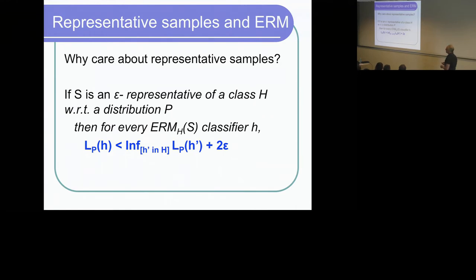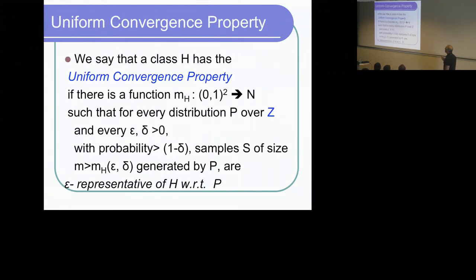Okay, so now we are coming to the question of how likely we are to get representative samples. If we have representative samples, we can learn with a very simple ERM algorithm, so how likely are we to get representative samples? That's what we are going to discuss next. And we phrase it as a property of the class. So we say that the class has the uniform convergence property. You see, now I'm not talking about the class being learnable. I'm just talking about a purely statistical property of the class.